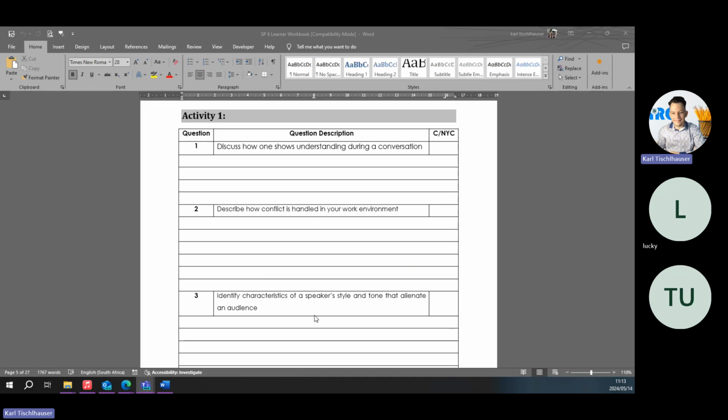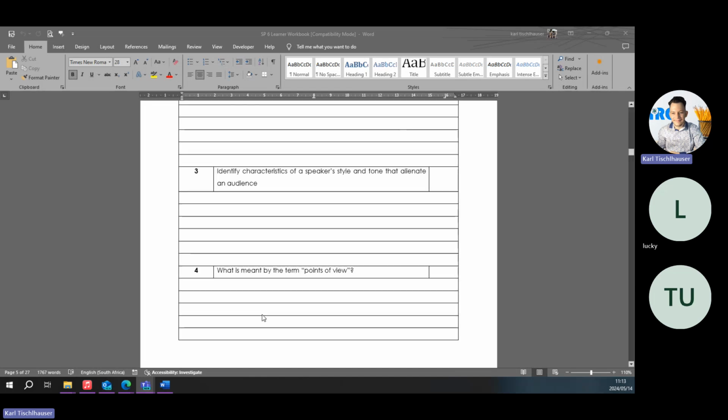Number 3 says identify characteristics of a speaker's style and tone that alienates an audience. So what are the things that a speaker could do that would create a rift or gap between themselves and the audience? If you're saying things that are derogatory, if you're not making eye contact, if you're not speaking loud enough, those are the sort of things that could alienate an audience. It says what is meant by the term point of view. So POV. It's literally just a perspective. It's a lens through which we can see things.